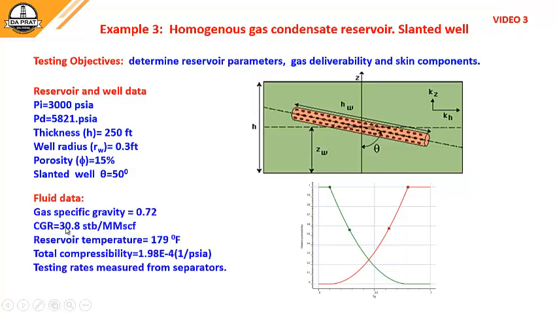Regarding fluid data, this is the specific gas gravity, the condensate gas ratio, about 30.8 stock-tank barrels per million cubic feet, and temperature and other parameters related to the fluid, like the compressibility. These rates were measured from separators. It means that it has been a DST type of test.